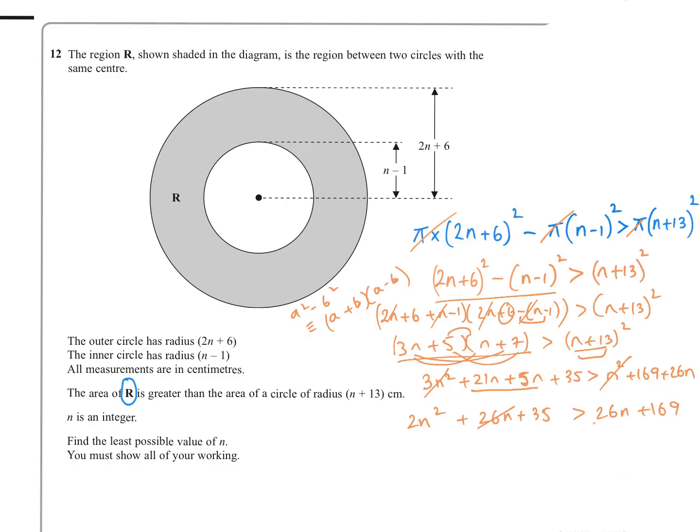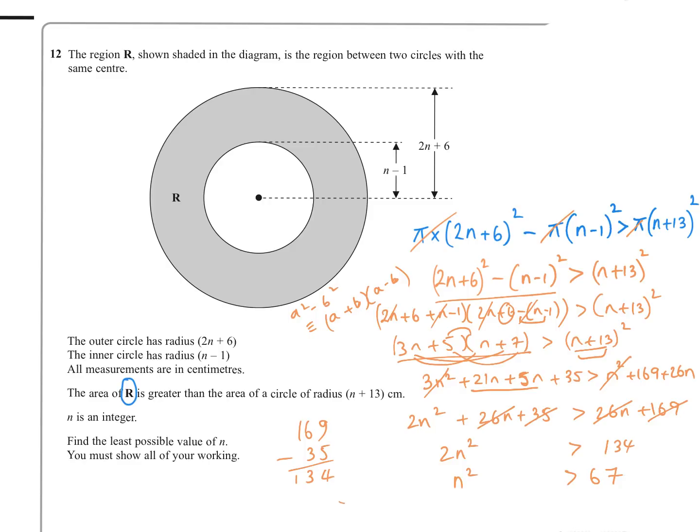Take 26n from both sides. Take 35 from both sides, so that's 2n squared is greater than, well, 169 minus 35. That's going to be 6 minus 3, that's 3, 134. Divide both sides by 2. So it's looking to me that n squared is greater than 67.